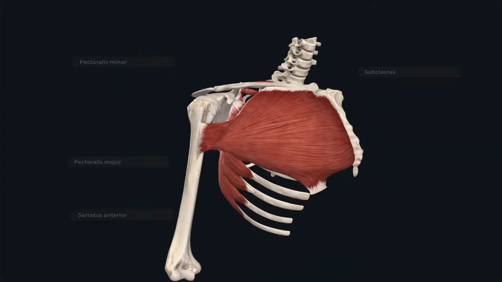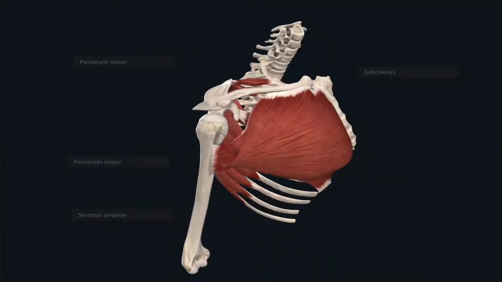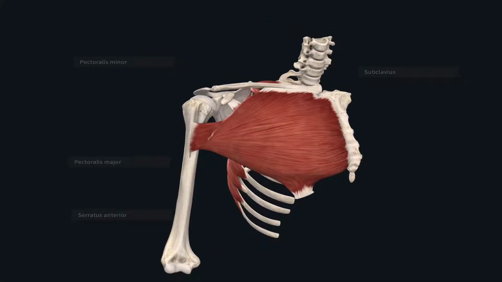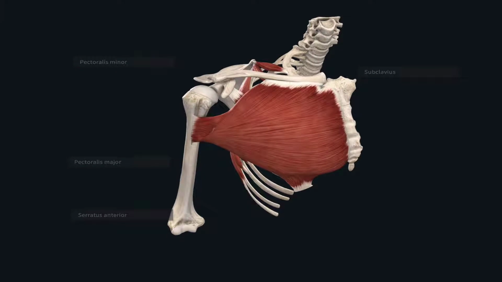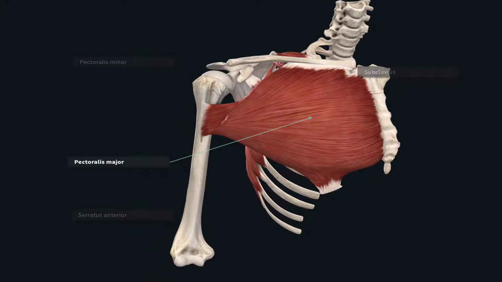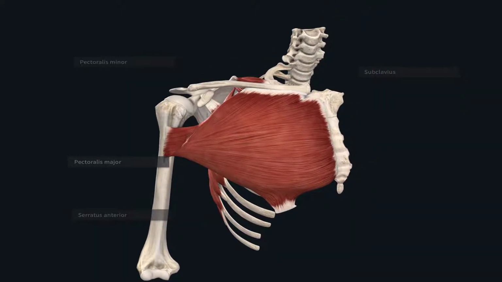The first group, the anterior axio-appendicular muscles, is a group of four different muscles. The largest and most superficial and prominent of these is the pectoralis major. Now the pectoralis major is a large dynamic mover of the upper limb that begins on the sternum and the clavicle as well as the costal cartilages, and it's going to insert on the humerus.